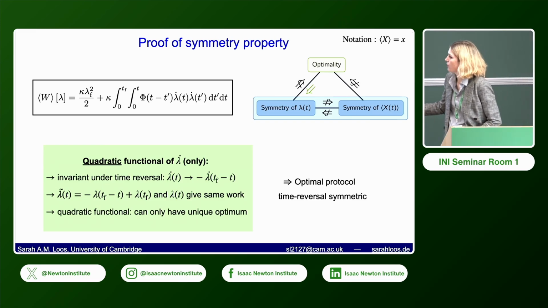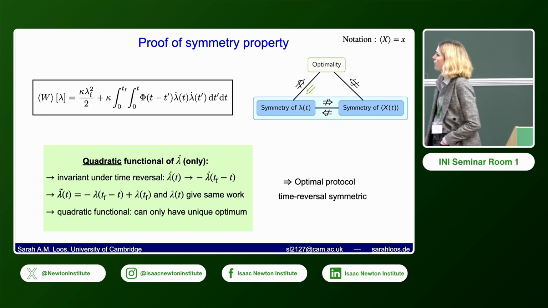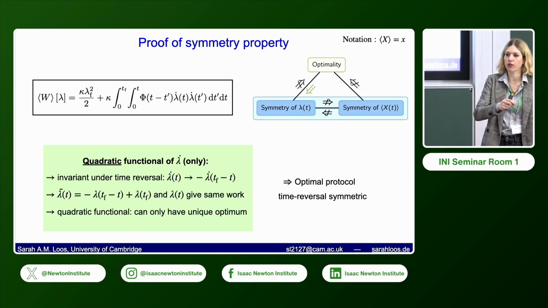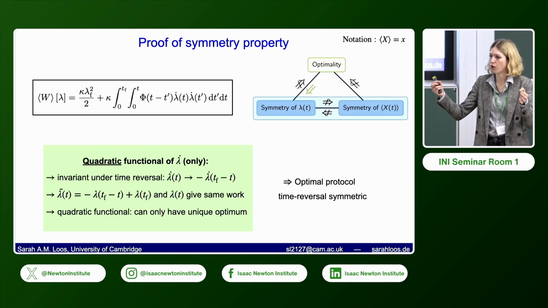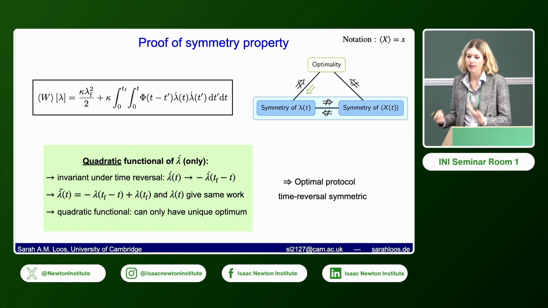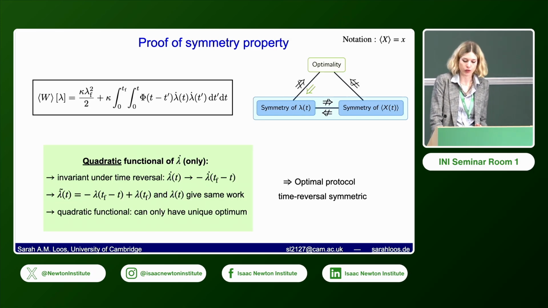And it also tells you that because it's quadratic, it can only have a unique optimum. If I combine these two pieces of information, any protocol and its time-reversed image give me the same work, yet I can only have one optimum, then it tells you that the optimal protocol needs to be time-reversal symmetric.